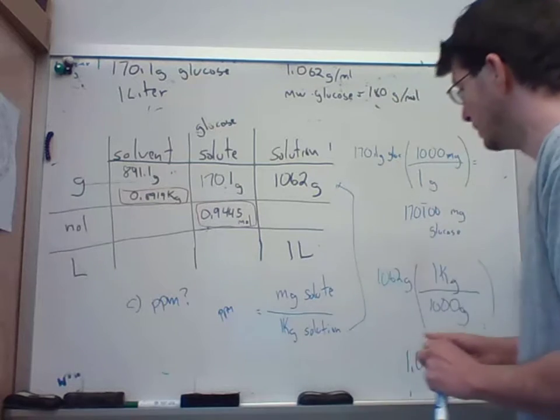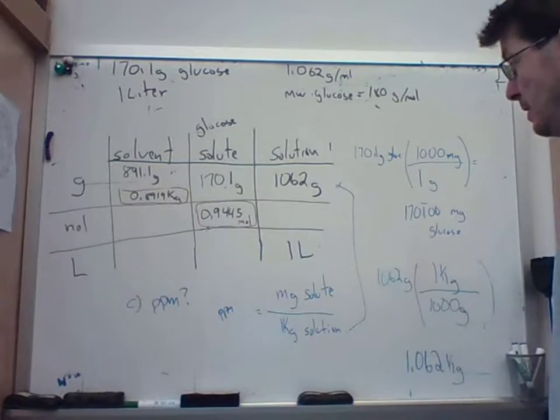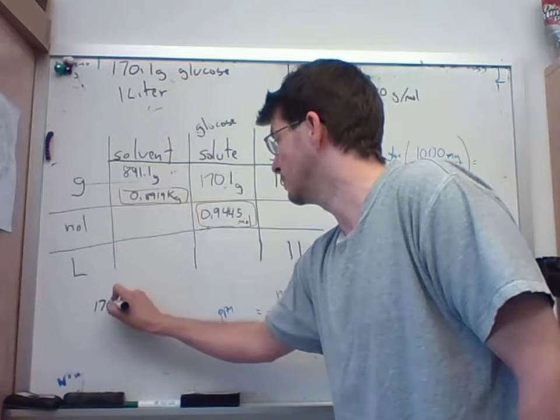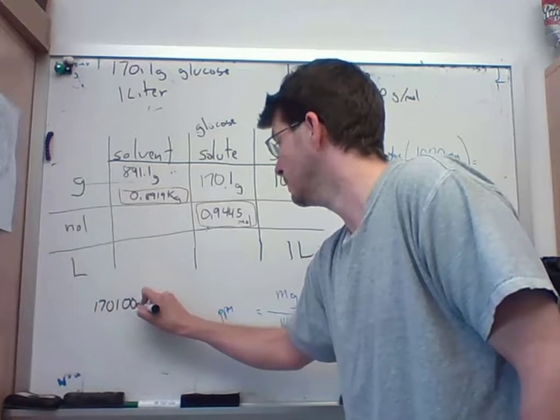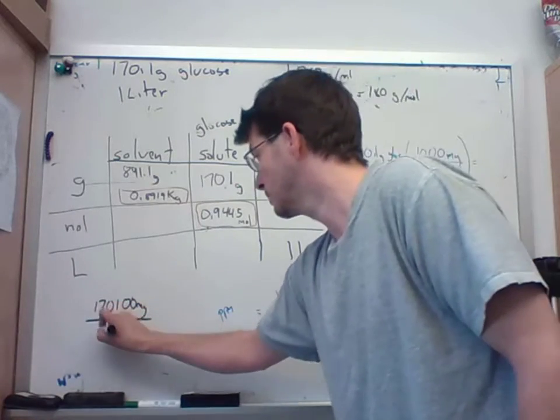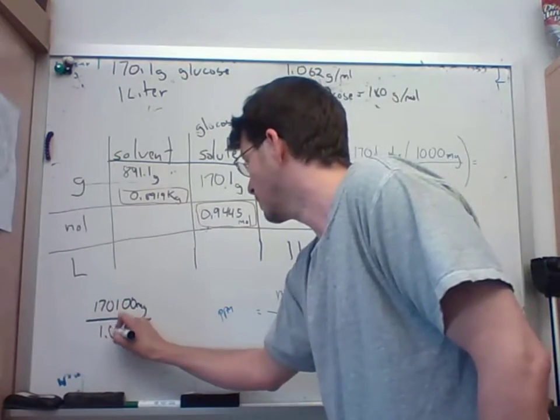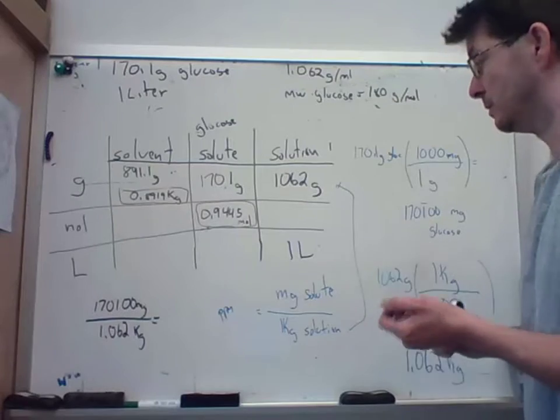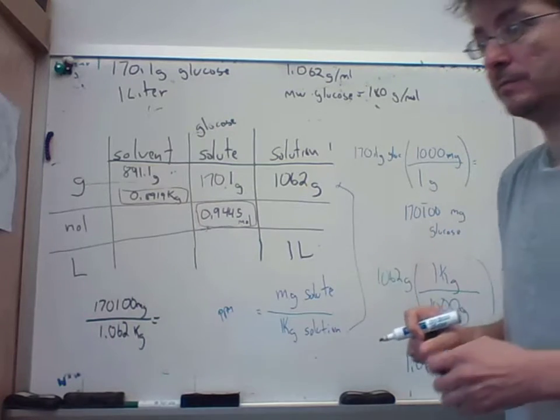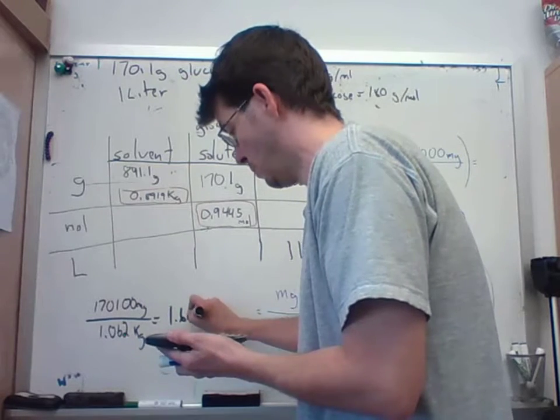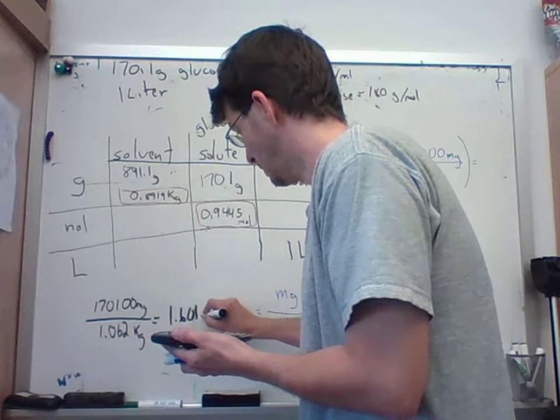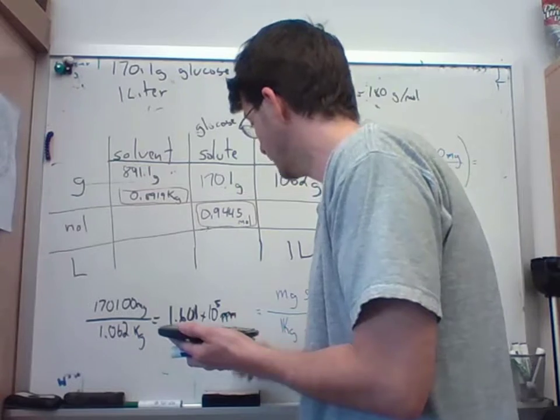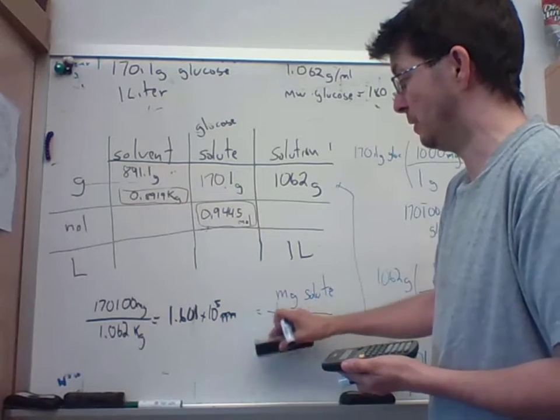Once we have those two numbers, we can set them up into this format to determine what our parts per million is. 170,100 milligrams over 1.062 kilograms will equal a number inordinately high, 1.601 times 10 to the 5th parts per million. Again, this stems from our definition of what parts per million is.